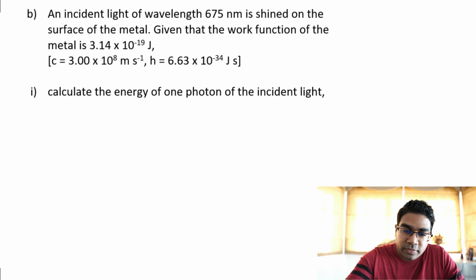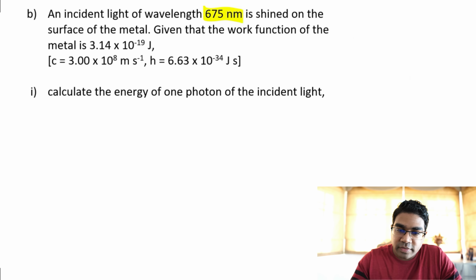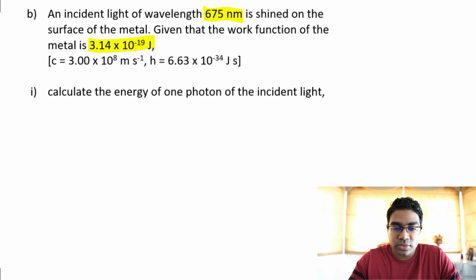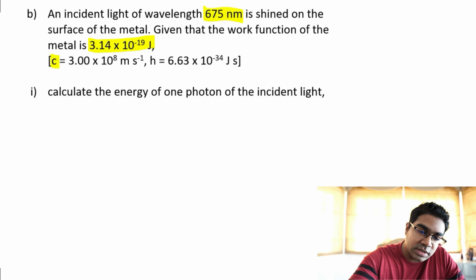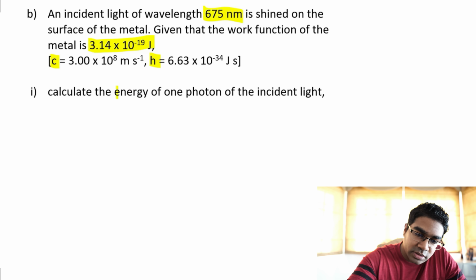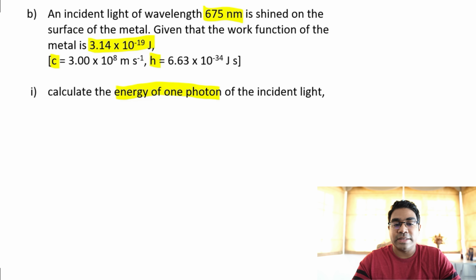An incident light of wavelength 675 nanometer is shined on the surface of the metal. Given that the work function of the metal is 3.14 times 10 to the power of minus 19 joules. So they've given you c and h, the value of the constants. Calculate the energy of one photon of the incident light.